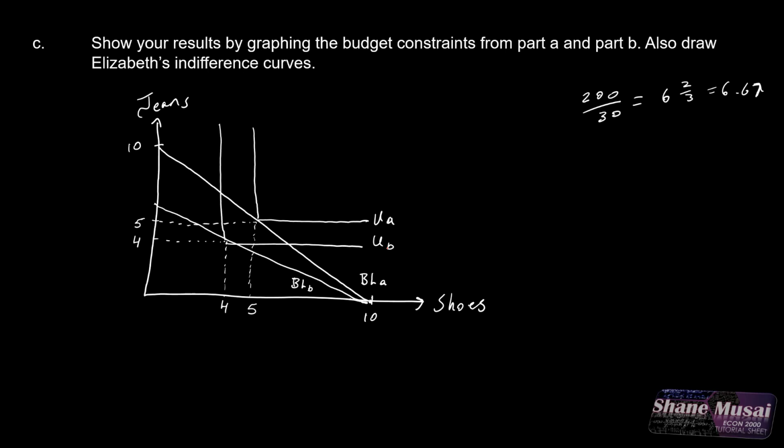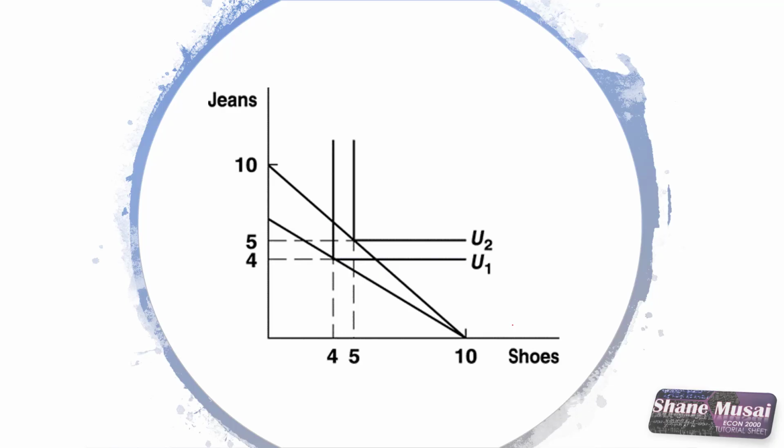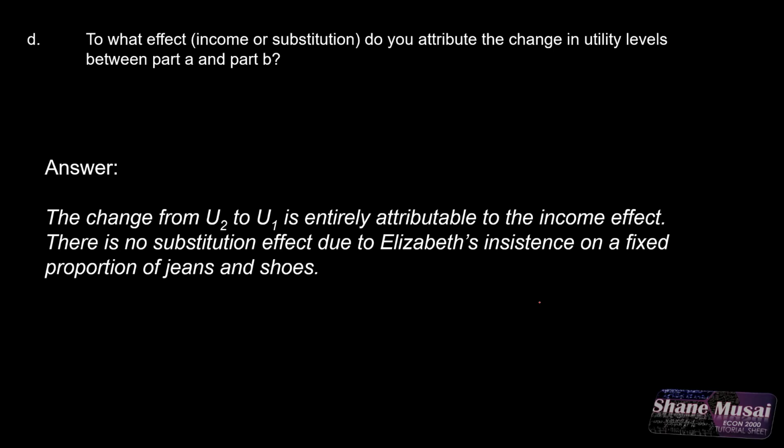And if you don't like my drawing, because I know it can be very bad, you can just take this graph. This is the graph that you were looking at. Part D says, to what effect, income or substitution, do you attribute the change in utility levels between part A and part B?